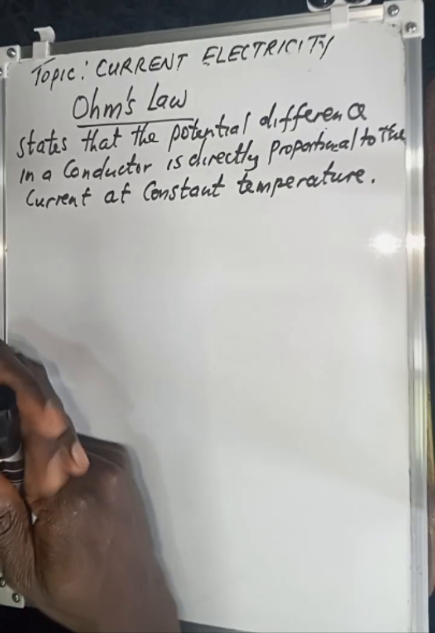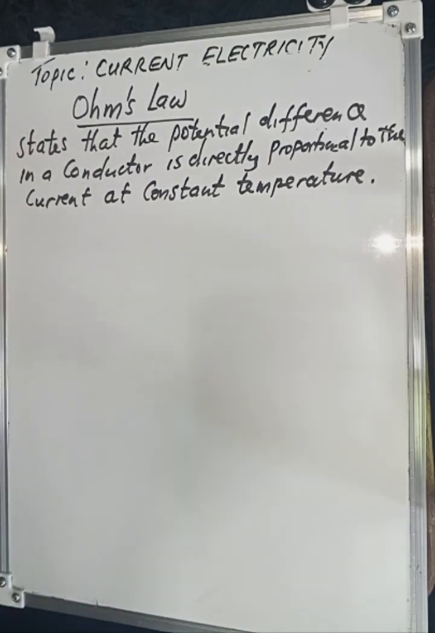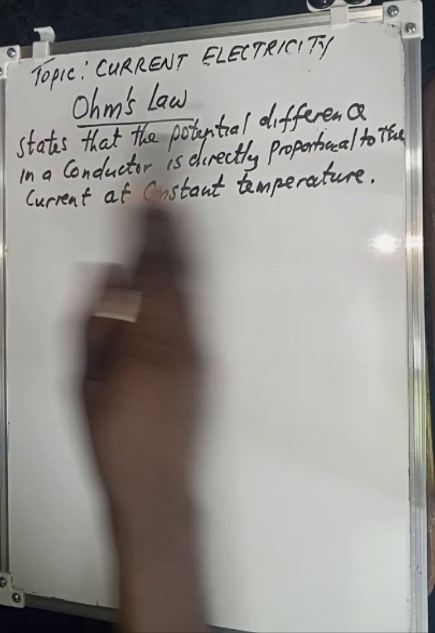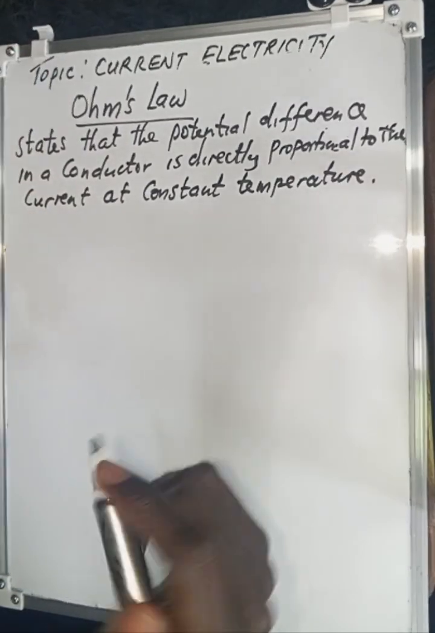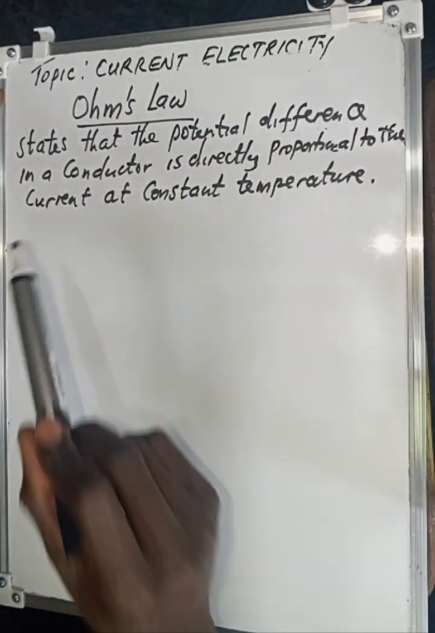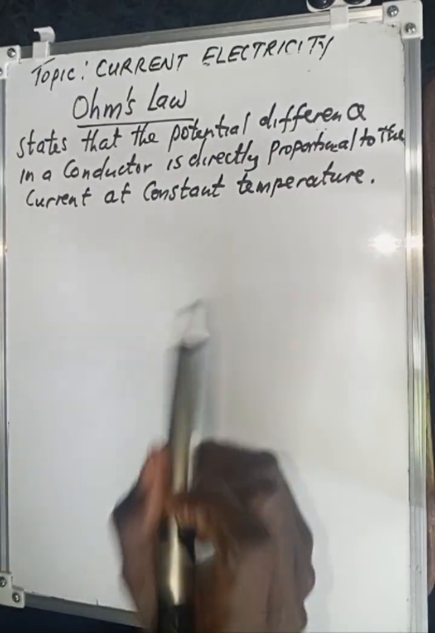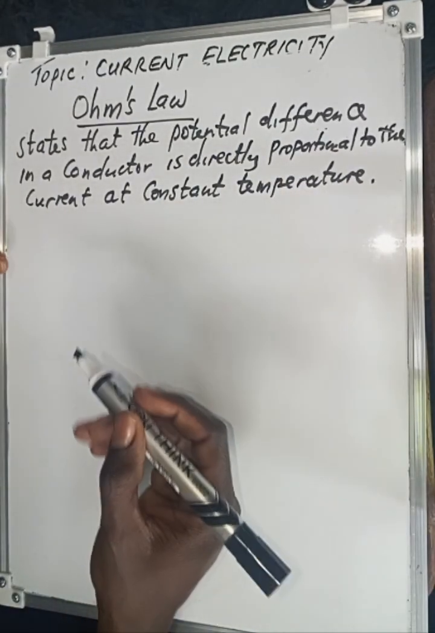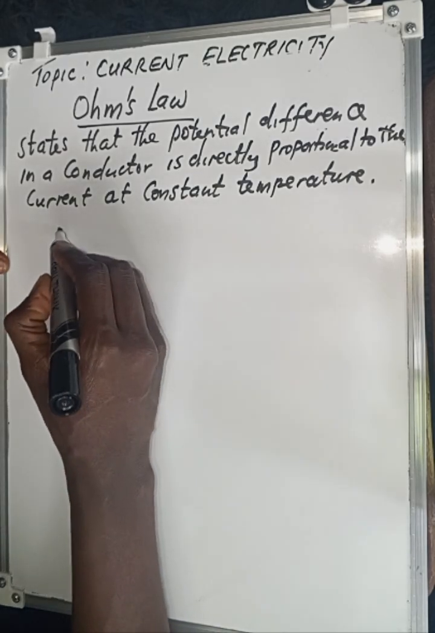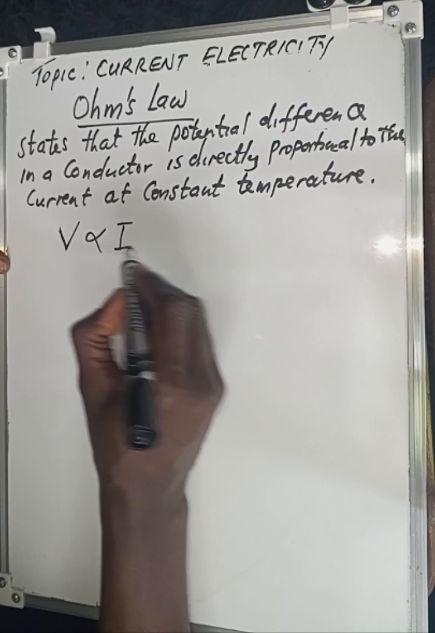So we continue from where we ended under current physics, Ohm's law. Remember from my last video I did highlight what Ohm's law states, which they are going to be asking you in the exam. Ohm's law states that the potential difference in a conductor is directly proportional to the current at constant temperature. Now this can be expressed mathematically as the potential difference is directly proportional to the current.